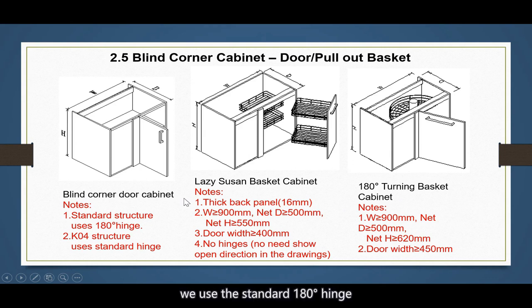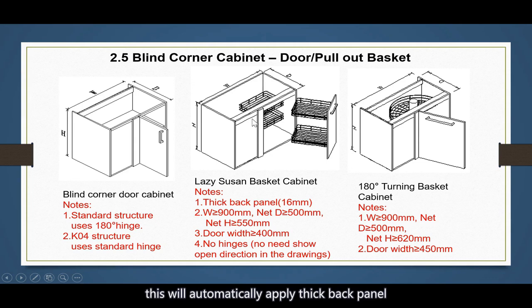So we use the 180 degree hinges, and for the KO4 structure, we go for the standard hinge, and we're going to have a small vertical panel behind the little filler right here. And for the lazy Susan basket here, we do not need any hinge. The basket will be installed on the carcass, and part of it will be installed on the door, so it will connect the carcass and the door.